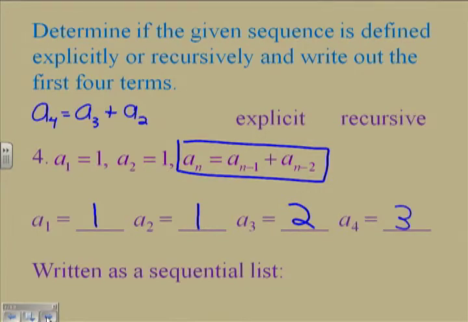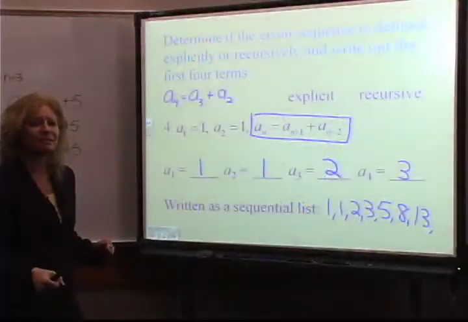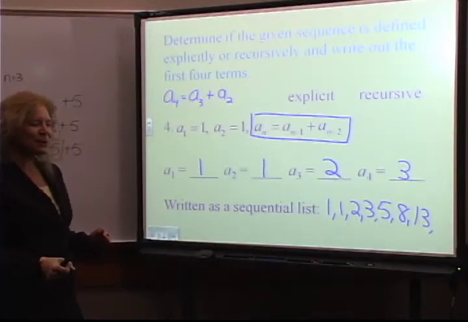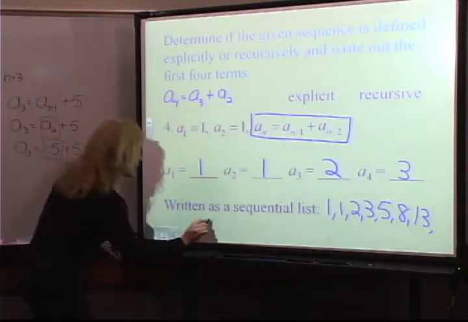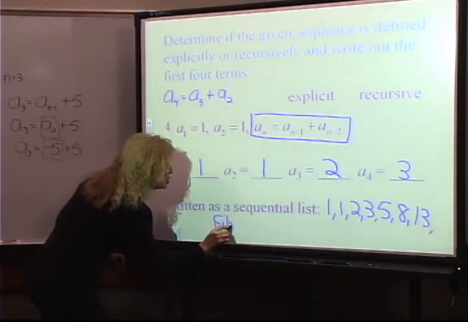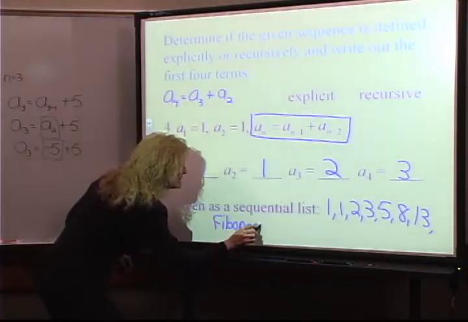Yeah? So written as a sequential list, I get 1, 1, 2, 3. And I think I hear some of you saying the next few terms. I hear you saying 5, 8, 13, 21, 34, 55. What is this called? This is a famous guy. He actually has a name. He's called the Fibonacci sequence.